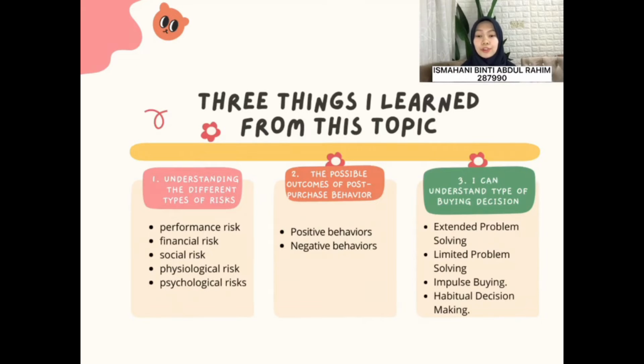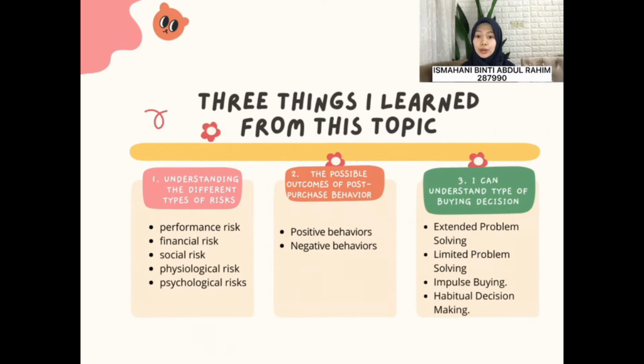The first thing that I have learned from this topic is understanding the different types of risk. There are 5 types of risk in consumer behavior. The first is performance risk. It involves a perceived danger inherent in a poor performing product or service. Second, financial risk. Financial risk is when the consumer thinks they might be wasting money on a product or service. Third, physical risk. Physical risk is simply the concern that a product will be dangerous and might potentially harm or injure the consumer or someone else.